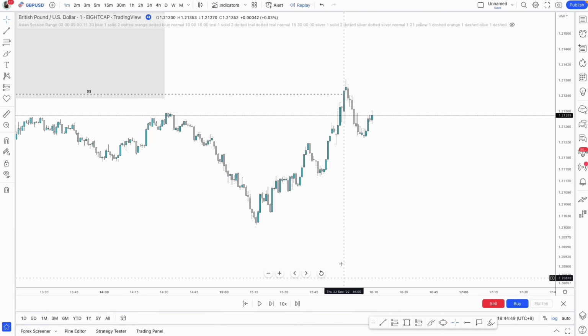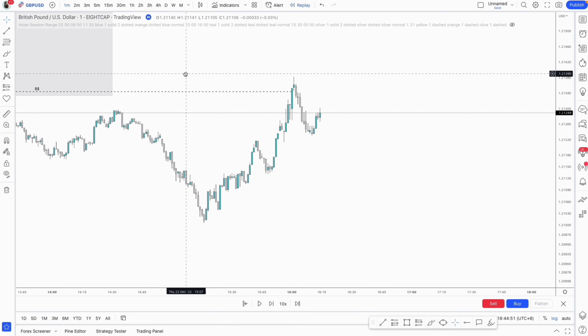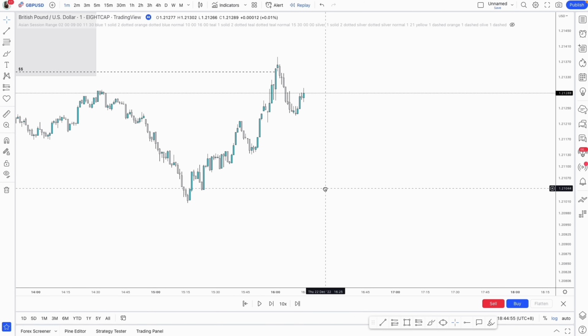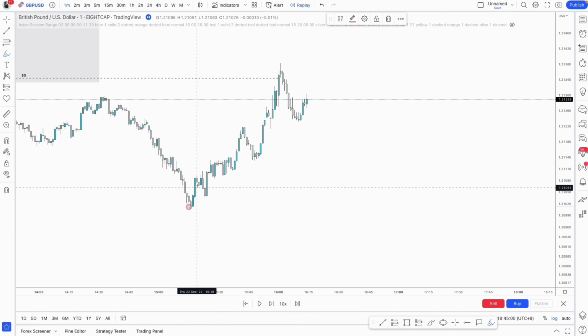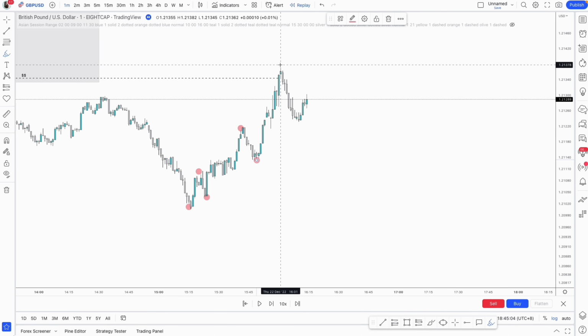So we sweep and tap into the area where we know that there are orders. Now we have to decipher where is the change of character. So let's take a look at the simple market structure. We can see that price puts in a low, high, low, high, low, higher high.